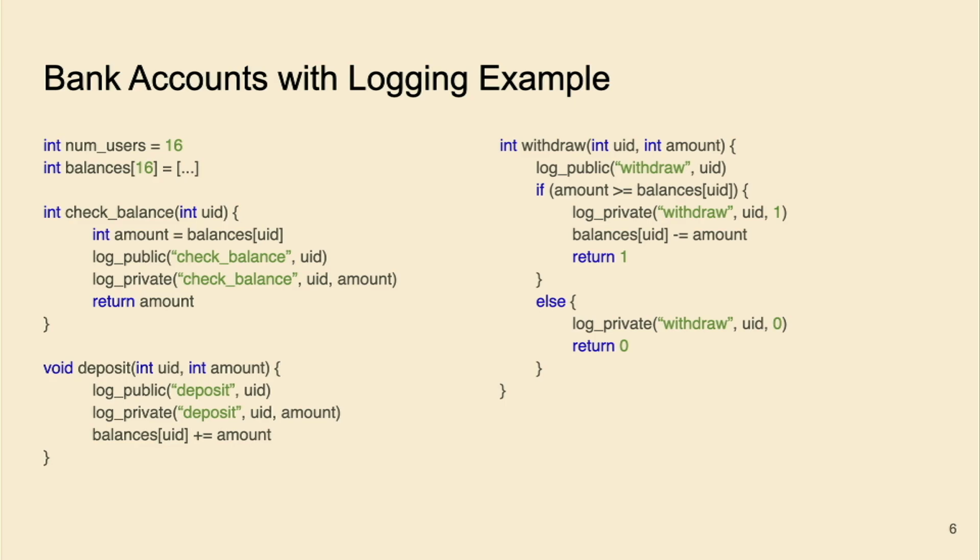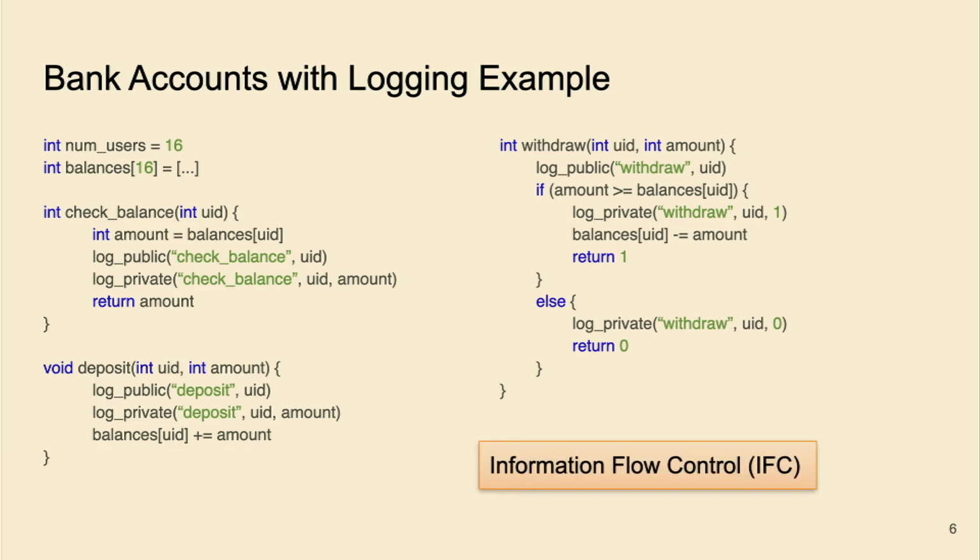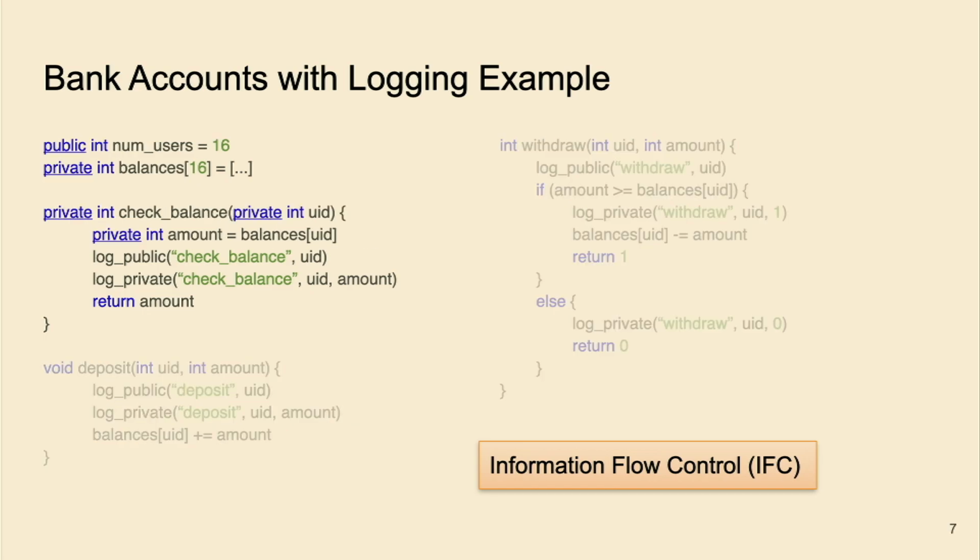So the first thing that I can do to try to keep this information secret is use information flow control. I can label my information as either public or private, and we would do this for the entire program. For example, that's what it looks like in the check balance function. Then the type system will ensure that we're not violating those guarantees and that we're not outputting anything publicly that should be output privately.